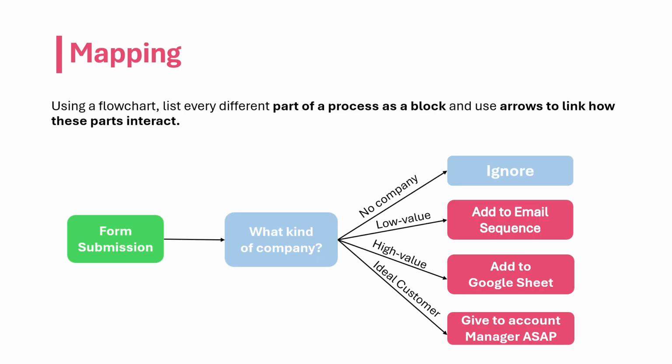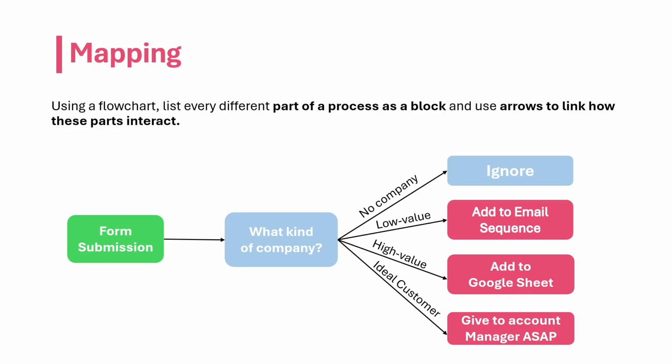Here is how mapping actually works. By using a flow chart, list every different part of a process as a block. Here we see form submission, what kind of company, then all the rectangular structures.